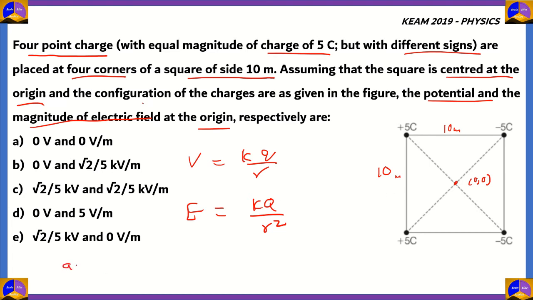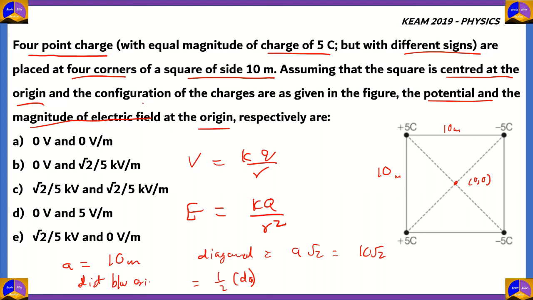Now we know that the side a equals 10 meters. The diagonal d is always equal to a times root 2, which is 10 root 2. And half the diagonal is the distance between the origin and the vertex. So that is equal to 10 root 2 divided by 2, which is equal to 5 root 2.